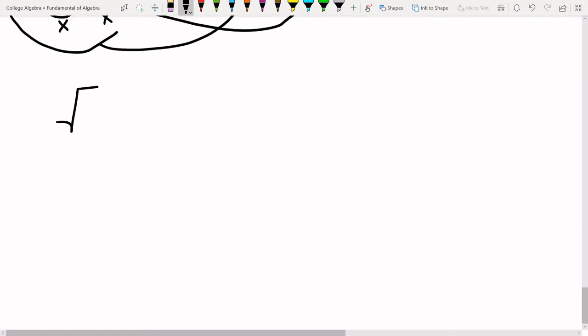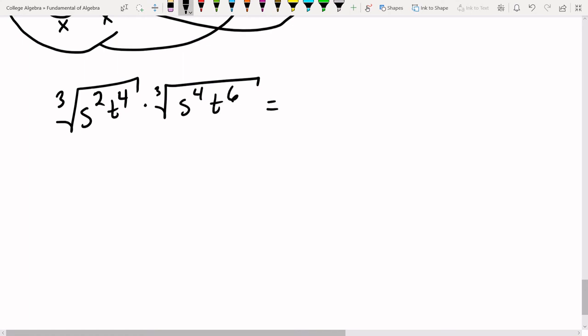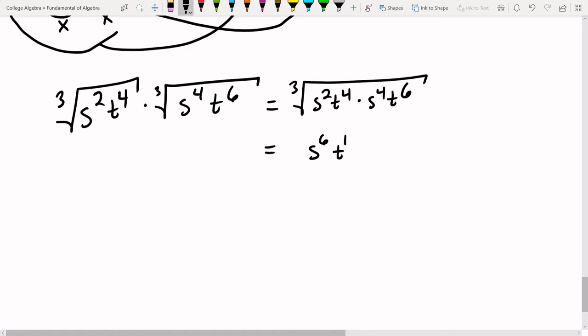Let's look at another one. The cube root of s squared t to the 4th times the cube root of s to the 4th t to the 6th. These are again 2 of the same radicals, so I can combine them underneath one thing. And I can combine these. S squared times s to the 4th is s to the 6th. T to the 4th times t to the 6th is t to the 10th.